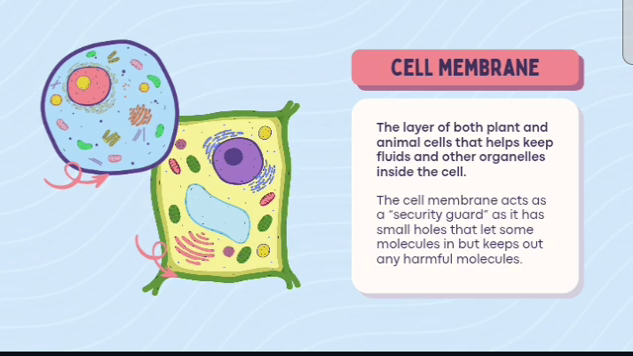This organelle is crucial for maintaining balance and acting like a gatekeeper, which is very conscious about the movement of substances into the cell and out of the cell. Okay, the layer of both plant and animal cell that keeps fluids and other organelles inside the cell. Cell membrane acts as a security guard, as it has some holes that let some molecules in but keeps out any harmful molecules. Is it clear?